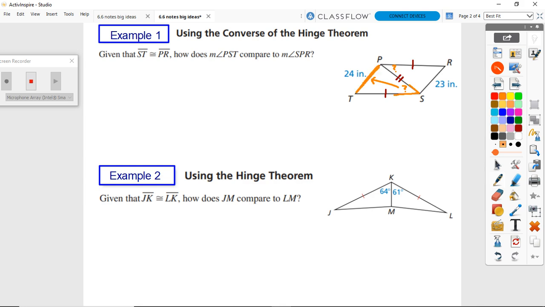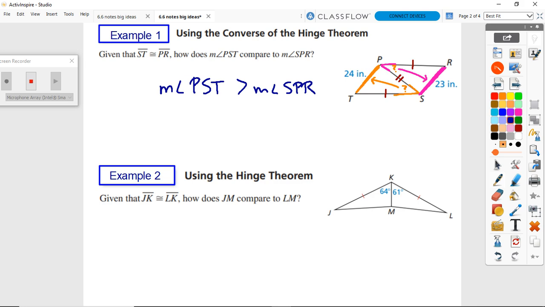As opposed to angle SPR, it is swinging open and only creating 23 inches. So therefore, the measure of angle PST would have to be greater than the measure of angle SPR. All right, so that's the hinge theorem using the converse of it.